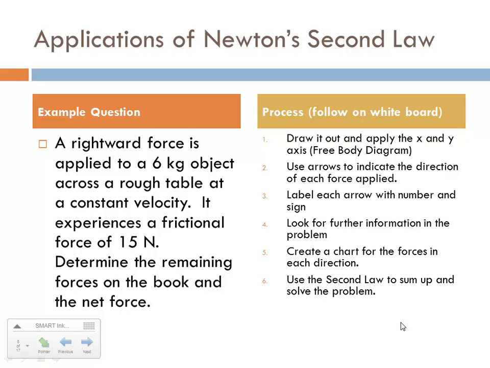So here's an application of the second law. A rightward force is applied to a 6 kilogram object across a rough table at a constant velocity. It experiences a frictional force of 15 newtons. Determine the remaining forces on the book and the net force. Here's the process. Now I'm going to take this off the screen real quick, just because I've got a blank slide here, so I'm going to show you what to do.